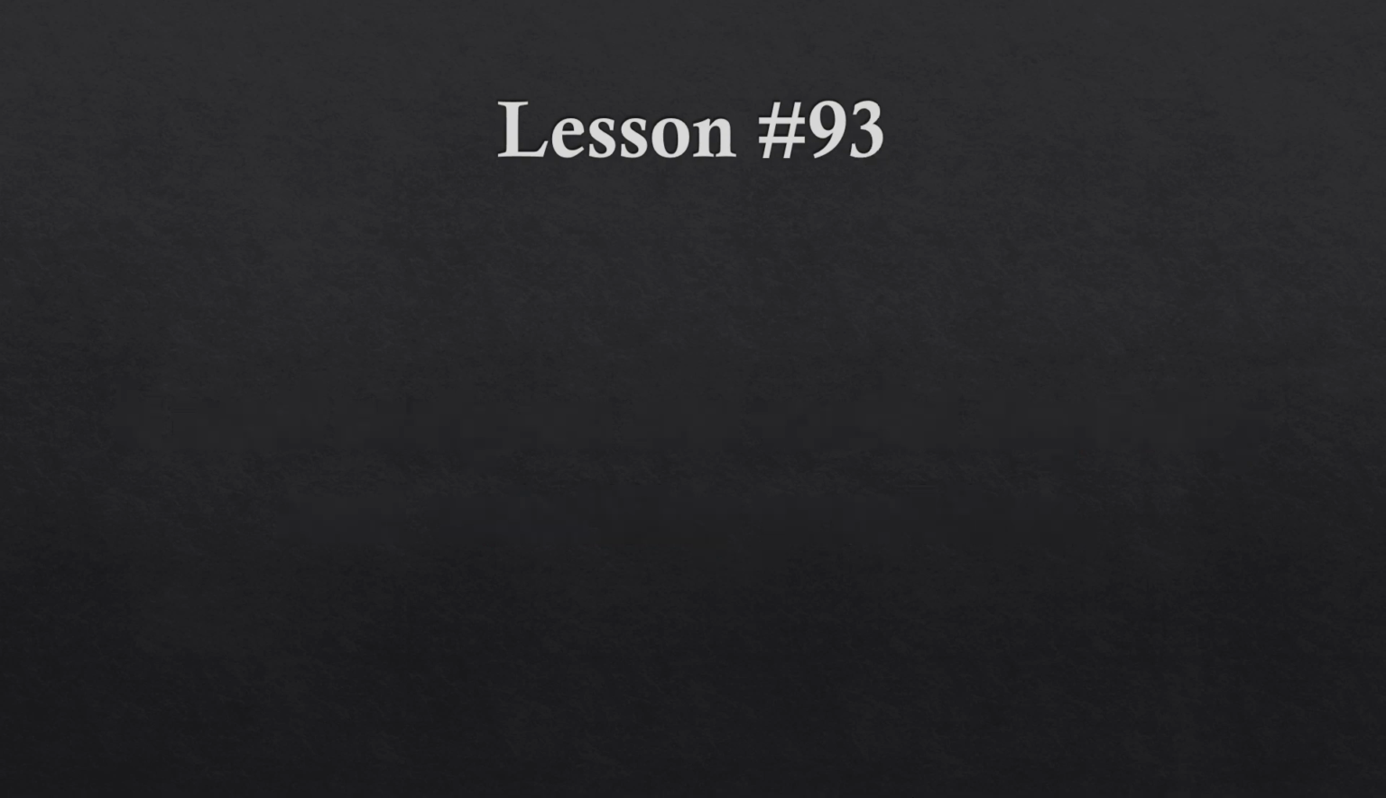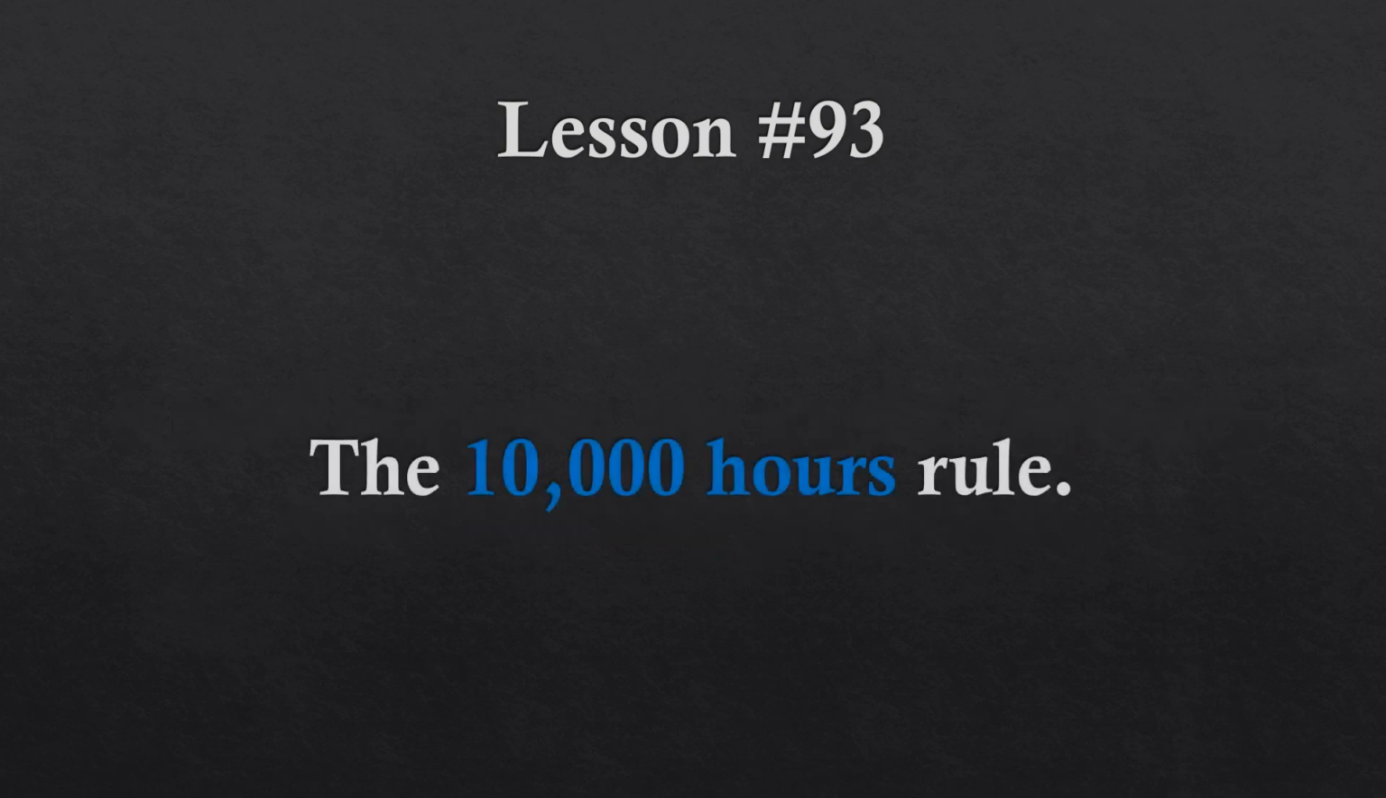Lesson number 93. The 10,000 hours rule. At some point in your life, you probably have heard about the 10,000 hours rule, which states that it takes an average of 10,000 hours of intense practice in order to master complex skills. That's between 2.5 and 3 hours per day, every day, for 10 years. That's if you want to become a master. It doesn't mean you'll need all of that to make good trades. However, you cannot expect to make good trades by using something you learned over the weekend.